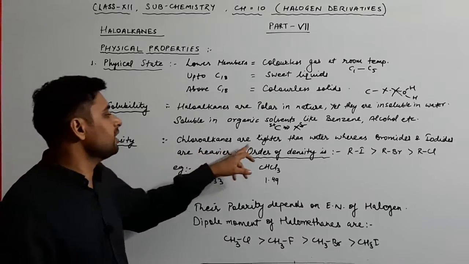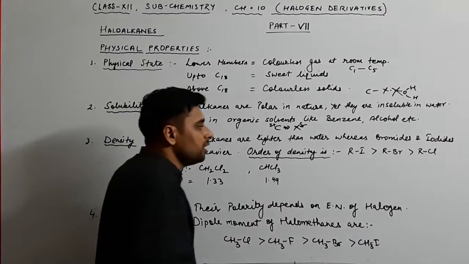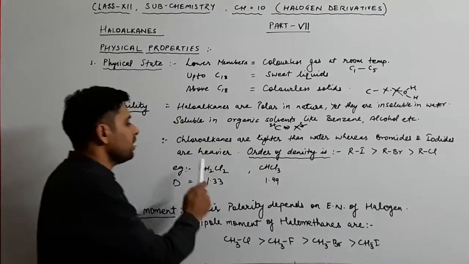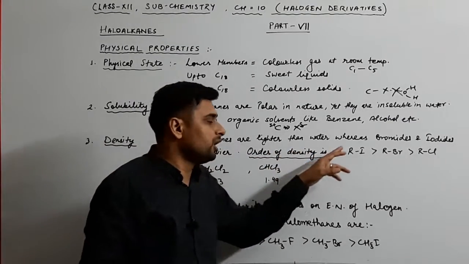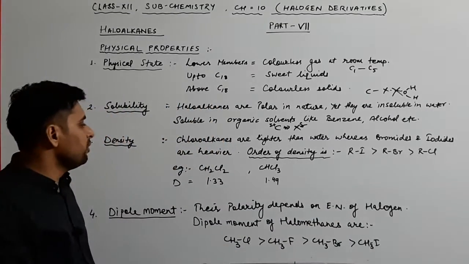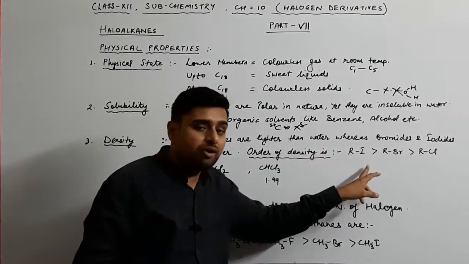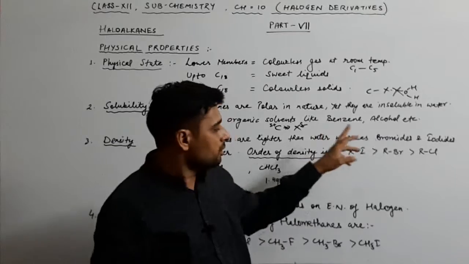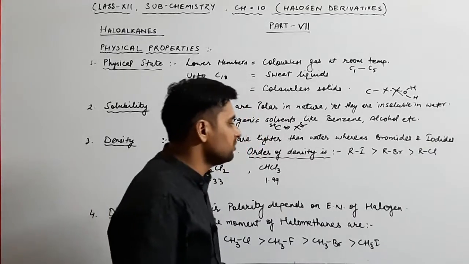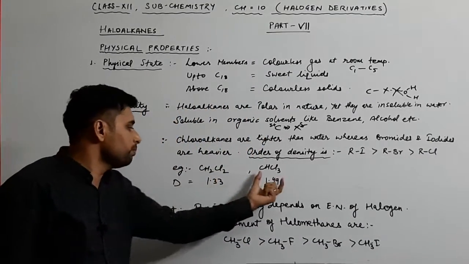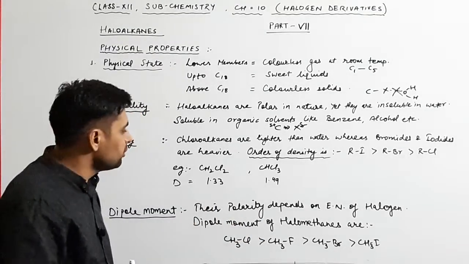Here the chloroalkanes are lighter than water. Chloroalkanes, RCl, are lighter than water, whereas bromides and iodides are heavier than water. Why are the chloroalkanes lighter than water and bromides and iodides heavier than water? You see the order of density here. Iodoalkane has more density than bromoalkane. Bromoalkane has more density than the chloroalkanes.